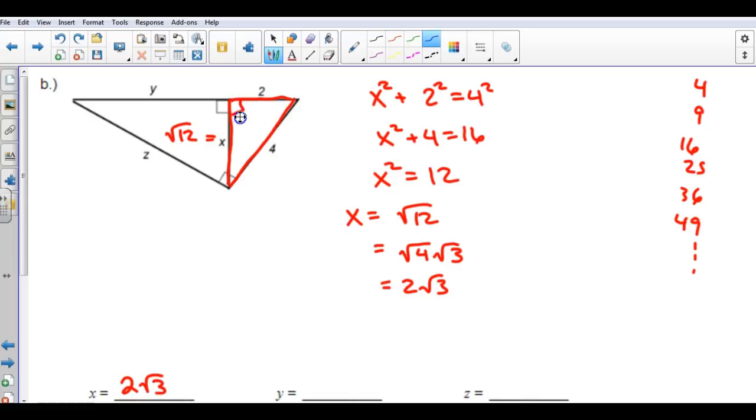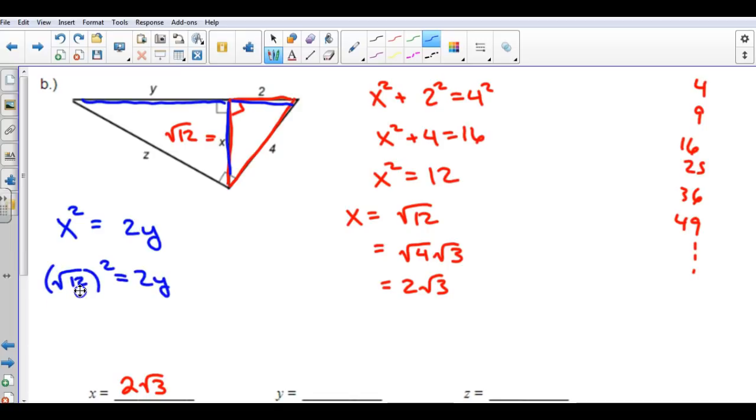So then now I can apply that concept of geometric mean. And that's going to help us figure out our y value. So I take a look at y, which is this part right here, and I look at the 2, and I look at the x. And that geometric mean said, if I take x squared, that is equal to 2 times my y value. And we already knew that x was the square root of 12. So if I take the square root of 12 and I square it, the square and the square root will cancel out, and 12 is equal to 2y. So then my y value just ends up being 6.